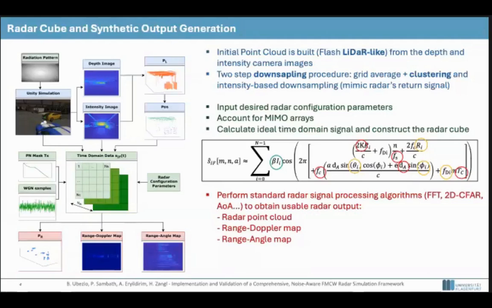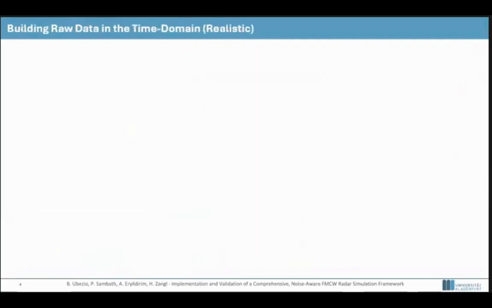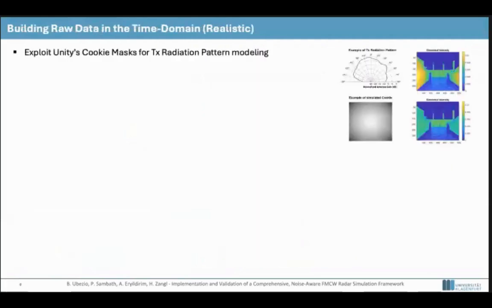So this is still not over, because this is the ideal case, right? We still need to make it realistic. How do we make it realistic? There is a bunch of stuff that we can do. First of all, we start by modeling the transmitter radiation pattern of the radar. Basically, the radar transmits a waveform, but the gain of this waveform is not uniform along the entire field of view. At the edges of the field of view, the gain is much weaker.